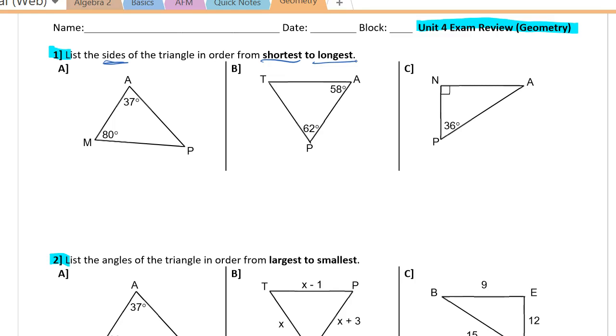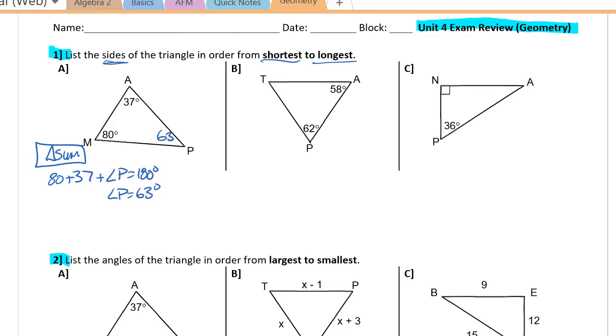So in 1a, let's find our third angle measure. This is going to come from our triangle sum theorem. So I know that plus 37 plus angle P equals 180 degrees. So that means that angle P is equal.